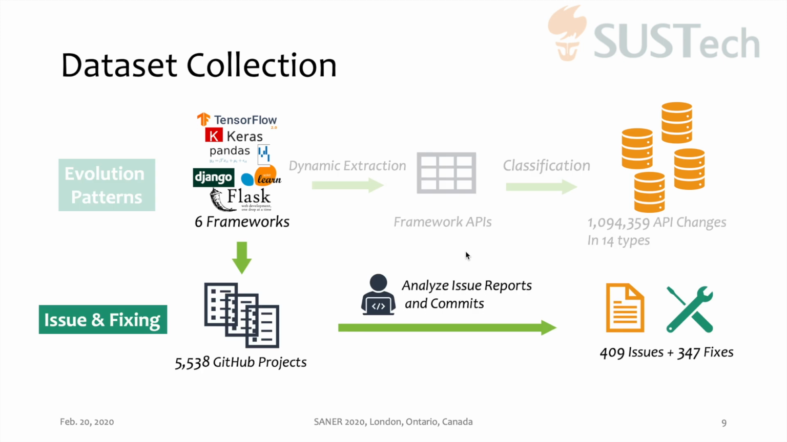In order to find the compatibility issues and their fixes, we collected the issue reports and commits from the over 5,000 GitHub projects. We took the commits into account because lots of compatibility issues are fixed before being reported, but we didn't want to miss them. After random sampling and manual analysis, we got a corpus of over 400 issues and over 300 of them have a fix.